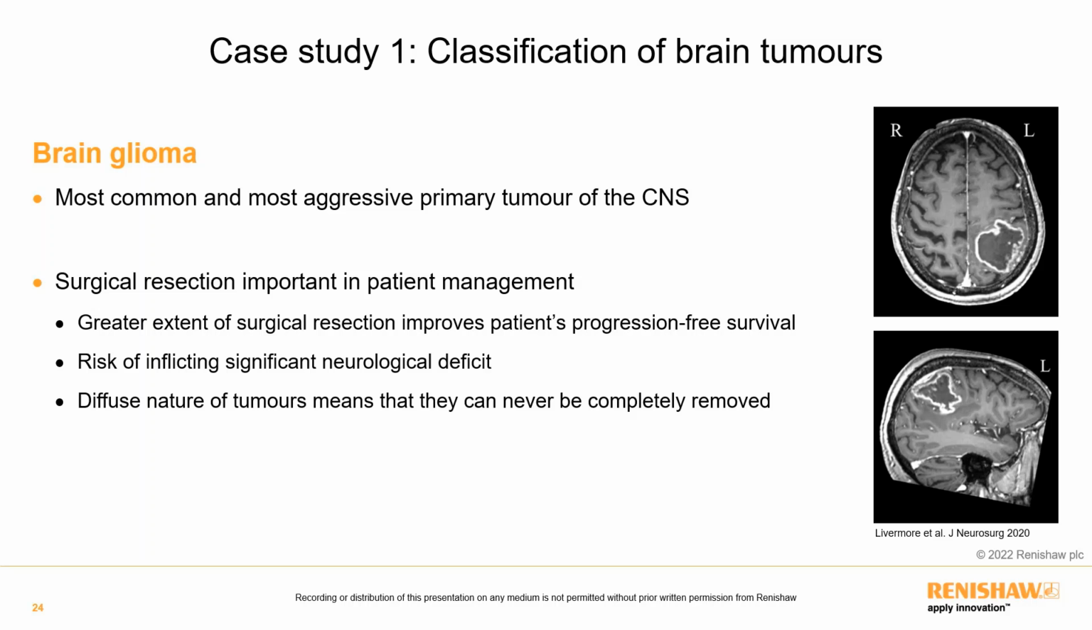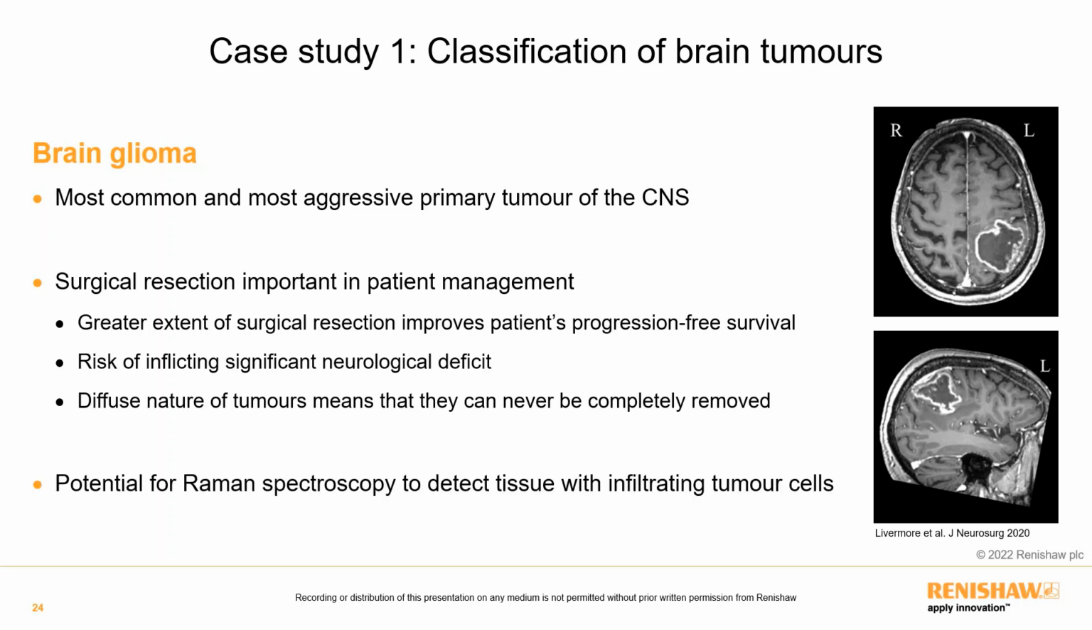An added complication is caused because of the diffuse nature of gliomas. Cancer cells can break away from the main body of the tumour and infiltrate the surrounding brain tissue. This makes maximising tumour removal challenging and means that complete tumour removal is not possible. Raman spectroscopy may provide an effective method for accurately separating healthy and cancerous tissue. The high specificity which Raman offers at the molecular level means that very small chemical changes in tissue can be detected. This has the potential for identifying tissue with infiltrating tumour cells and not just bulk tumour tissue.